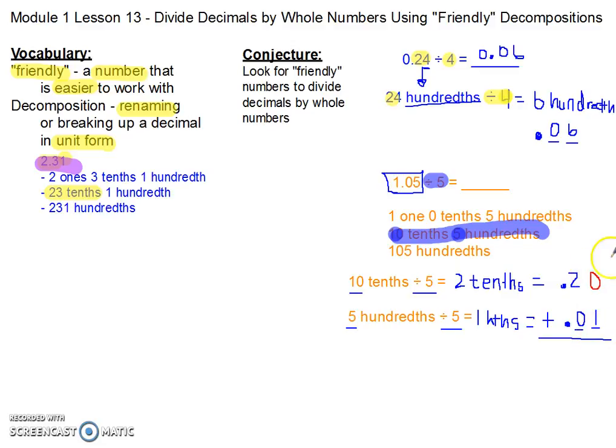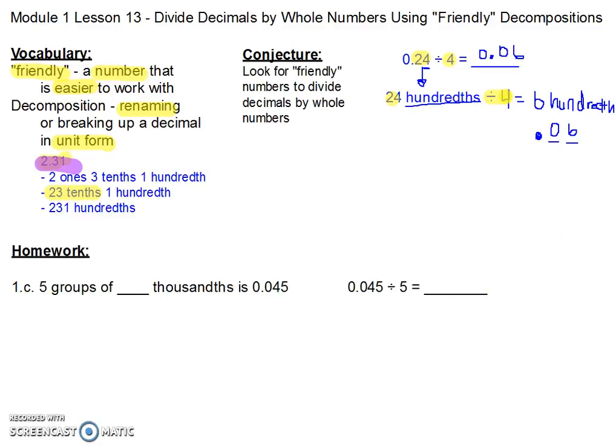And now I solve. So 0 plus 1 is 1. 2 plus 0 is 2. And I drop down my decimal. So my answer is 0.21, or 21 hundredths. So 1.05 divided by 5 is 0.21.